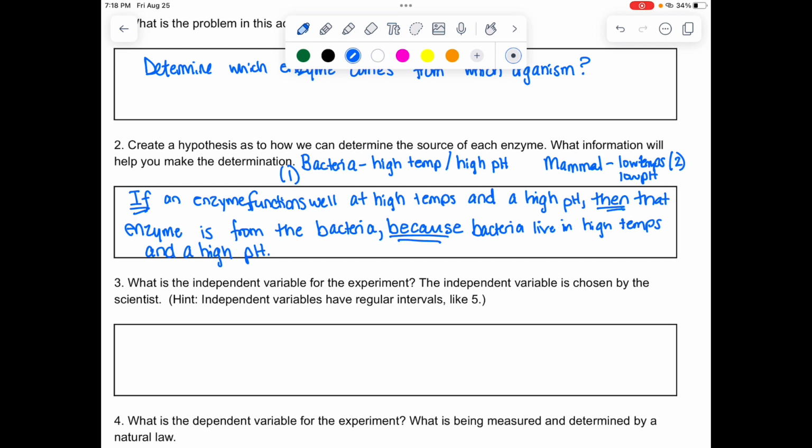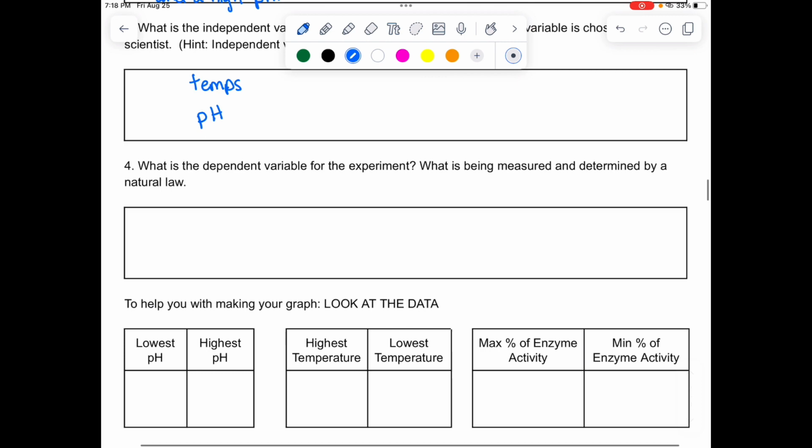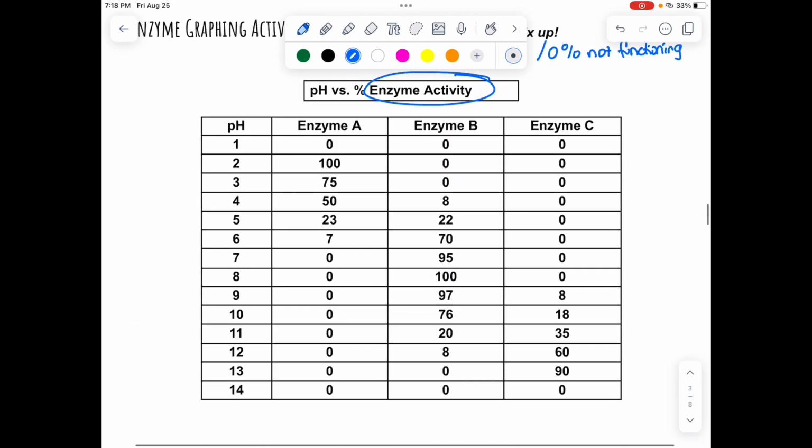Now the independent variable, that is what the scientist is changing. So what we're looking at here is we're looking at the different temperatures and we're looking at the different pHs. And notice independent variables will normally have pretty regular intervals. So if we actually look down here at our data, you'll notice how the percent activity, which is given here, here, and here, is not always an equal amount, whereas the pH always goes up by 1. So that's an indication to us that that is our independent variable.